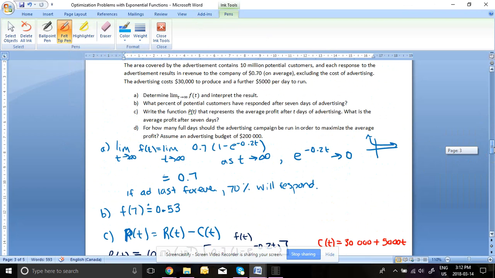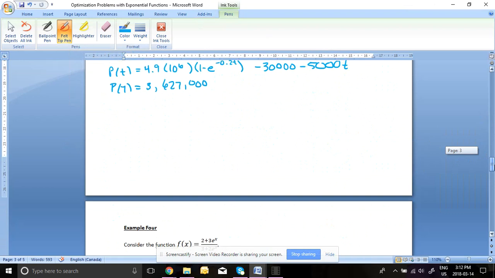Okay, now of course we want to know, part D, how many full days should the advertising company run the campaign in order to maximize the average profit? So let's assume they have an advertising budget of $200,000. So this is the equivalent of asking, well, we have to figure out how many days they could even run it for. So we need to figure out our restrictions first. So our costs, which are 30,000 plus 5,000 t, have to be less than or equal to 200,000, which boils down to the fact that t has to be between 0 and 34, because this would give us 34 days.